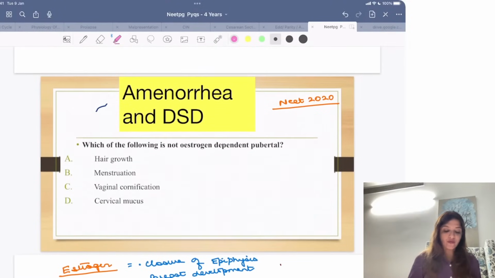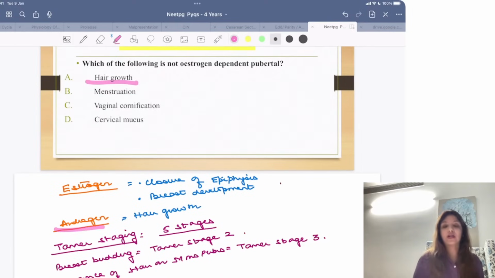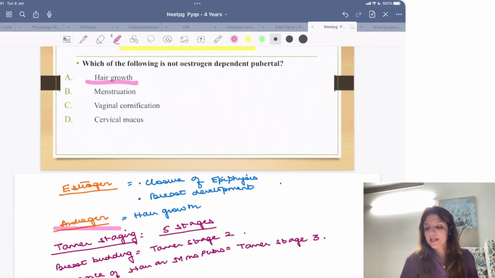Next question, which of the following is not estrogen dependent pubertal change? Very straightforward question, hair growth. For hair growth, the hormone which is responsible is androgens, right? For breast development and for closure of epiphysis, it is estrogen.